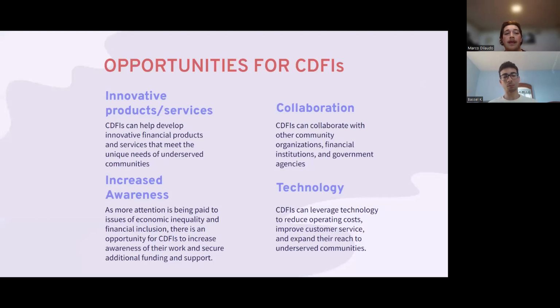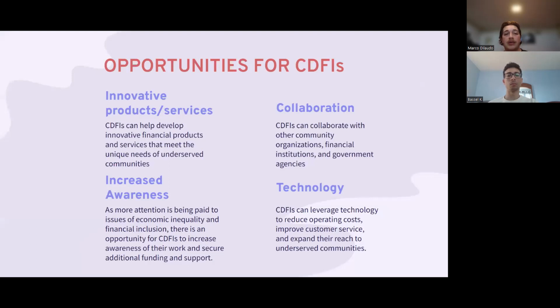Collaboration is another key solution opportunity for CDFIs. They can collaborate with other CDFIs, traditional financial institutions, nonprofits, government agencies, and community organizations to pool resources, share expertise, and expand their impact. For instance, they can form loan funds, joint ventures, or strategic partnerships to leverage complementary strengths and achieve common goals.